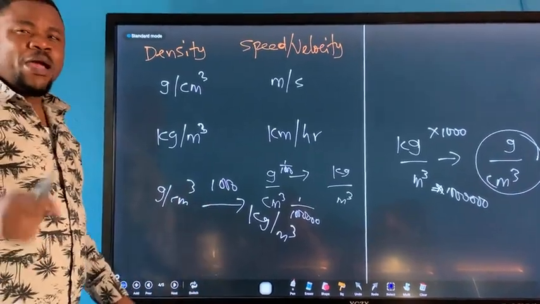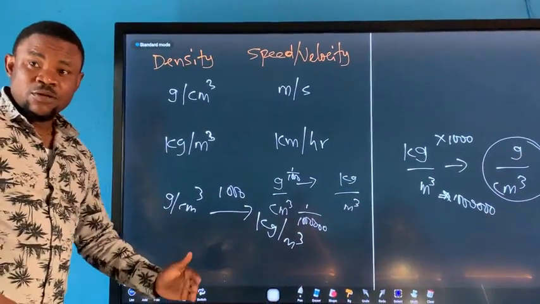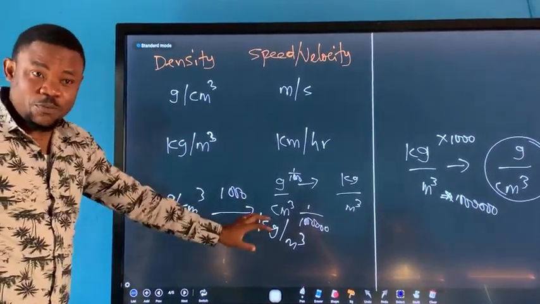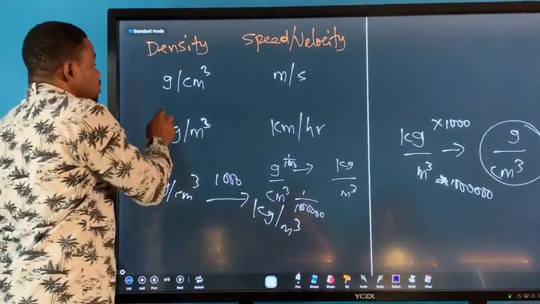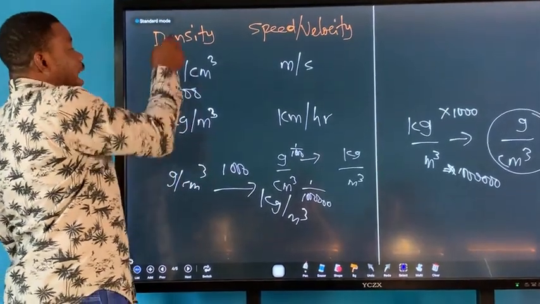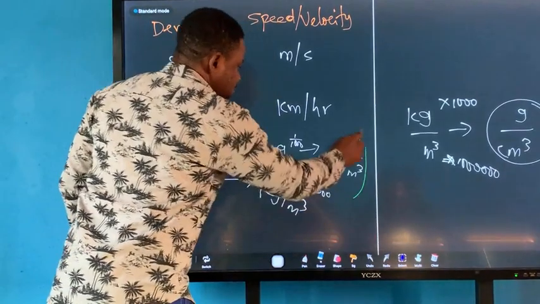And remember, we only multiply when we are coming from big to small. Multiply from big to small. So the conversion value from gram per centimeter cube to kilogram per meter cube is 1,000. And take note, please don't forget. I pray that you remember this.